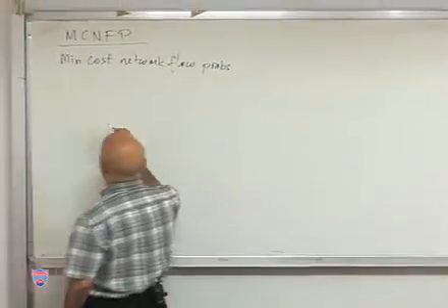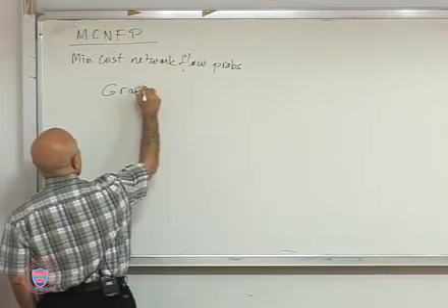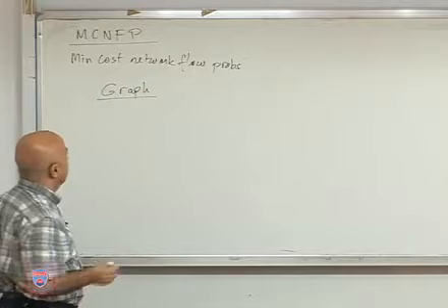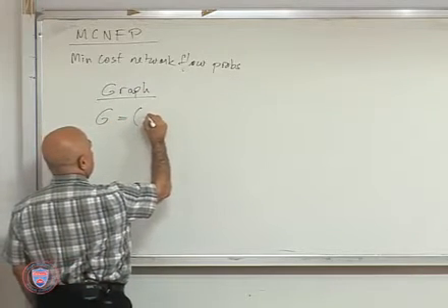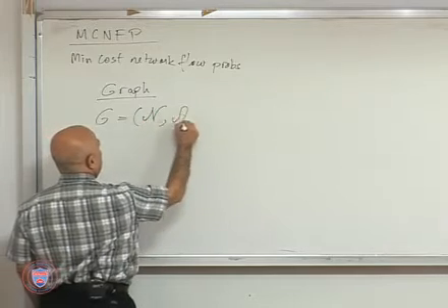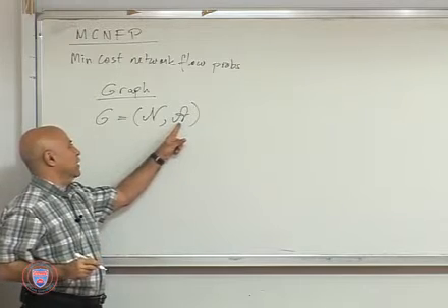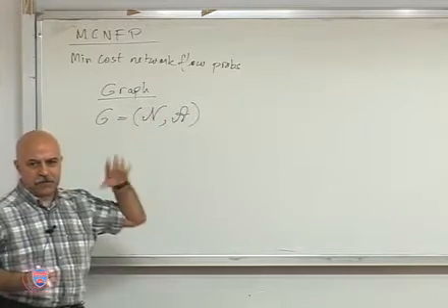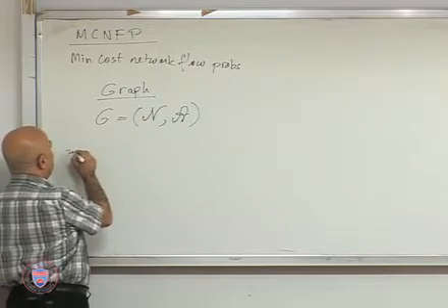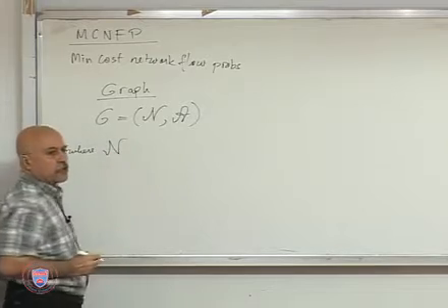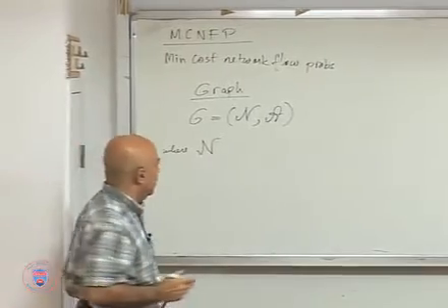So, first of all, of course, we need to define graphs and networks. A graph, G, is a set of two sets, script N, script A. I'm going to use regular capital A for something else, so I'm just using scripts for that reason. A graph is a set of two sets where the first set is just a set of finitely many objects, whatever they are. Okay?